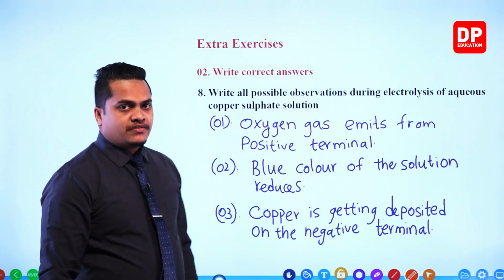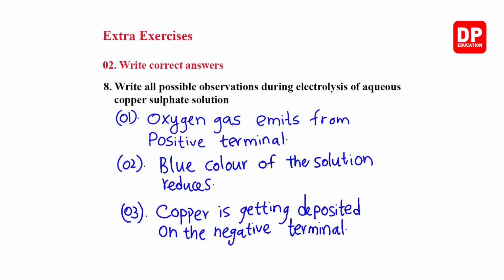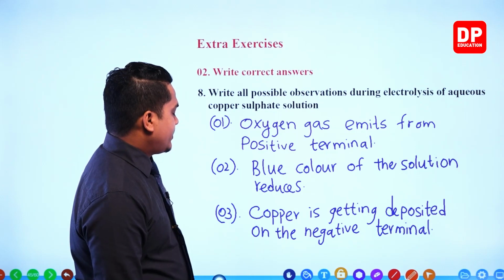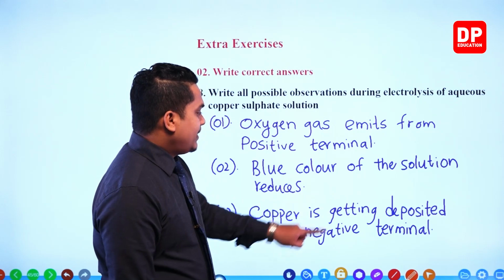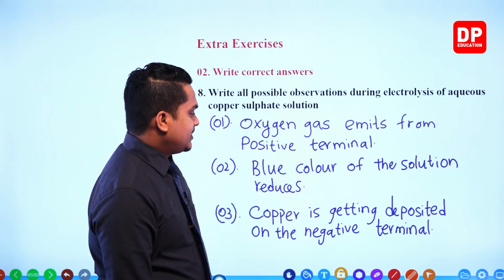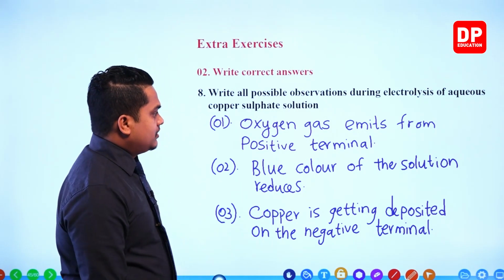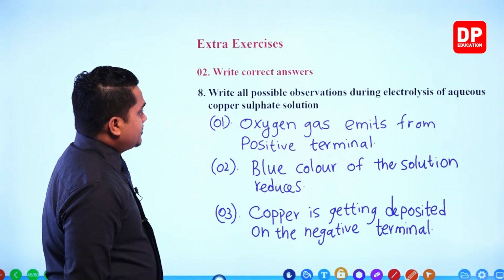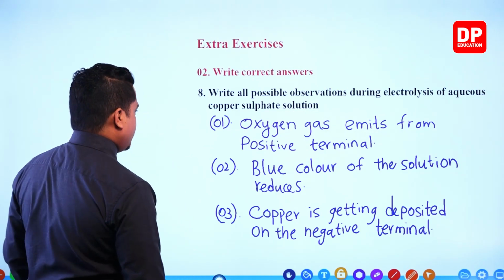So these are the three observations, my dear children. Number one, oxygen gas emits from positive terminal. Blue color of the solution reduces, right? Then next one, copper is getting plated or copper is getting deposited on the negative terminal. So these are the three observations from the process of electrolysis of the aqueous copper sulfate solution, right? Then let's head on to the next question.